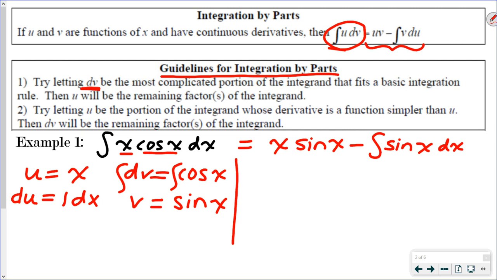Okay, so we're not quite finished though, because we still have an integral in our problem. You want to keep going until you don't have an integral anymore. But we really only have one more step.